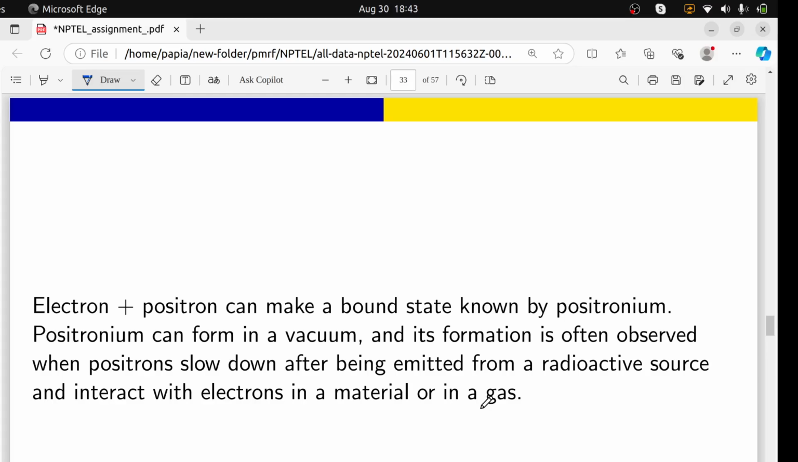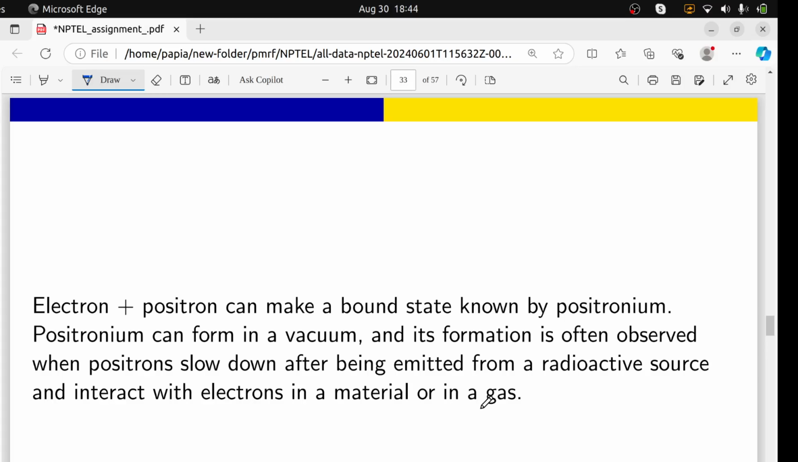Obviously in most cases e plus and e minus are going to annihilate, and after that a photon will form. But in some specific cases, under suitable conditions, we can make e plus as well as e minus form a bound state, and the bound state is known as positronium. So what is the condition for that? I wrote here: positronium can form in a vacuum also, and its formation is often observed.